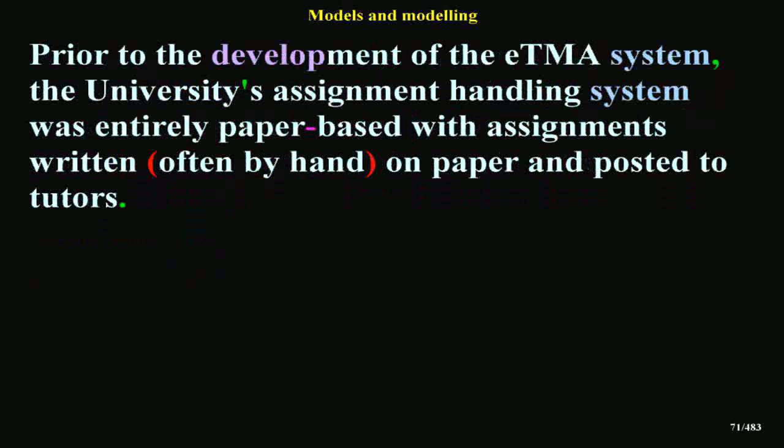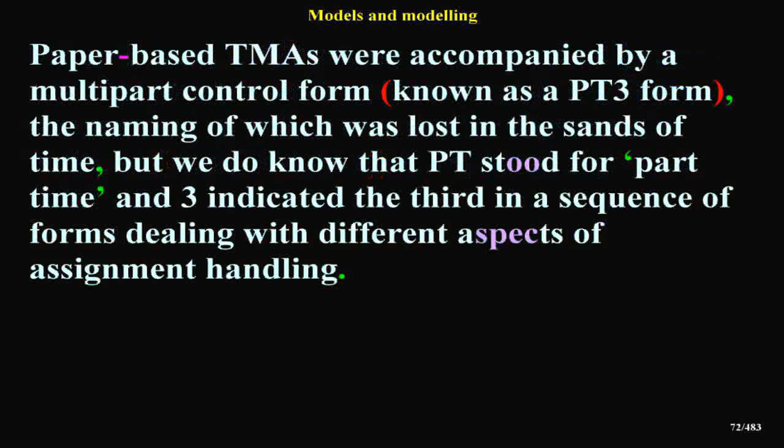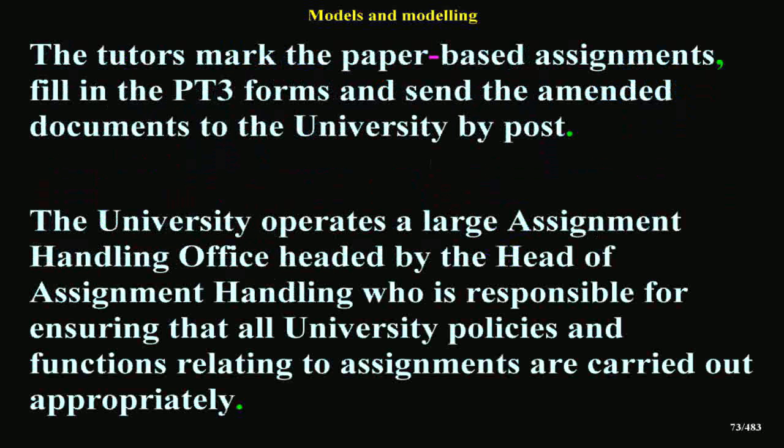Prior to the development of the ETMA system, the university's assignment handling system was entirely paper-based, with assignments often written by hand on paper and posted to tutors. Paper-based TMAs were accompanied by a multi-part control form known as a PT3 form, the naming of which was lost in the sands of time, but we do know that PT stood for part-time and 3 indicated the third in a sequence of forms dealing with different aspects of assignment handling. The tutors mark the paper-based assignments, fill in the PT3 forms, and send the amended documents to the university by post.